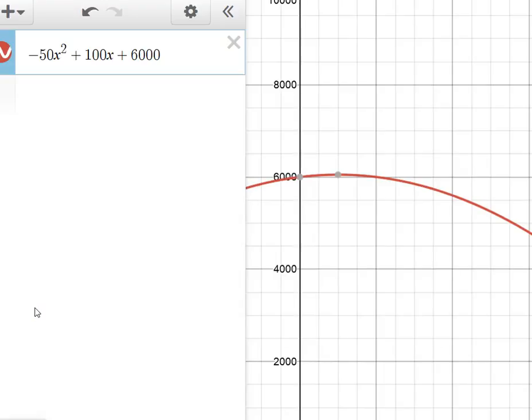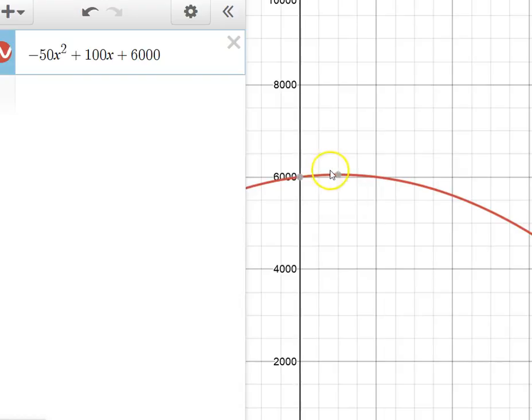Let's go ahead and take a quick look at this parabola, okay, because it does look like a parabola. Now notice that the 6,000 represents the y-intercept, and sure enough, there it is, where x is 0, where there are no increases. I sold $6,000 worth of tickets, right?